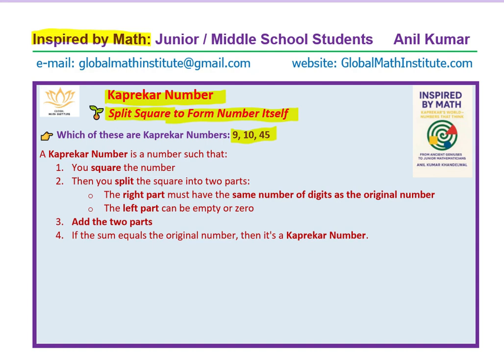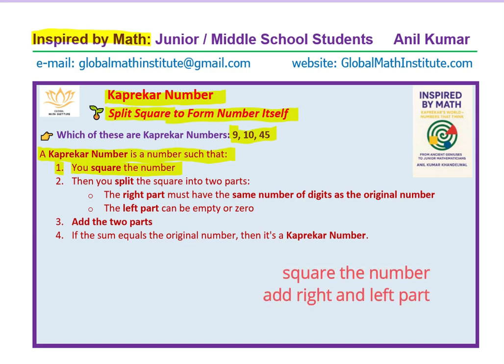So, let's define what a Kaprekar number is. A Kaprekar number is a number such that, 1, you square the number. Okay, so there are steps. So let's begin with one of these numbers. Let's take up 9, right? So 9 is my number. The second step is you square the number. So what is 9 squared? 9 squared is 9 times 9, 81. Great. So we're done. You square the number.